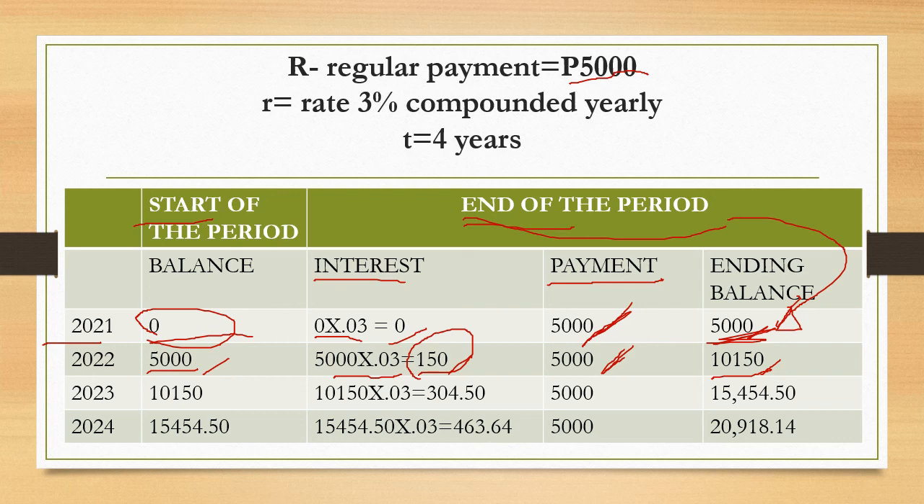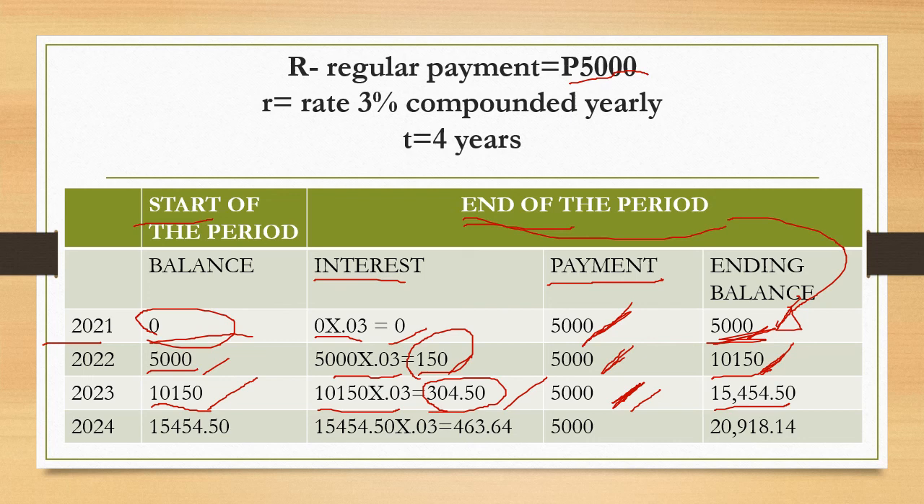Now, at the start of 2023, John Mark now has 10,150, which is the same amount which he has at the end of 2022. Now, multiply that again by 3% or 0.03. So it will earn an interest of 304 pesos and 50 centavos. Since it is the end of the year, he will pay another 5,000 pesos. So the total amount of money that he will have at the end of 2023 is 10,150 plus 304.50 plus 5,000. So total of 15,454 pesos and 50 centavos.